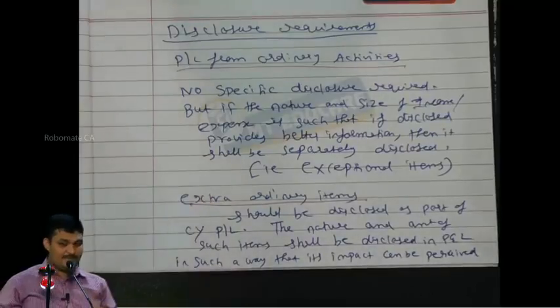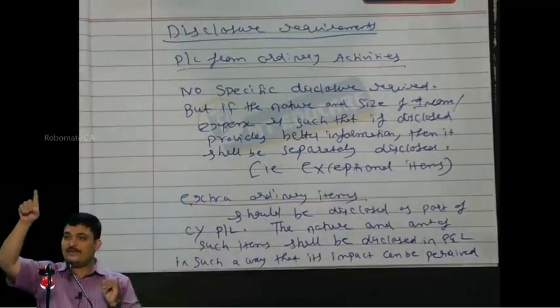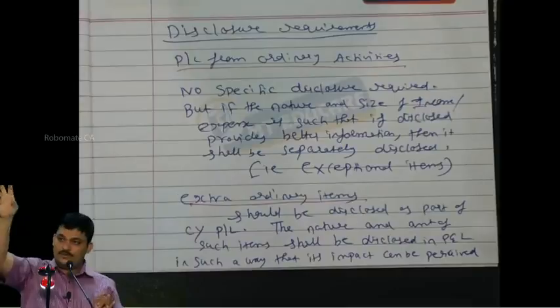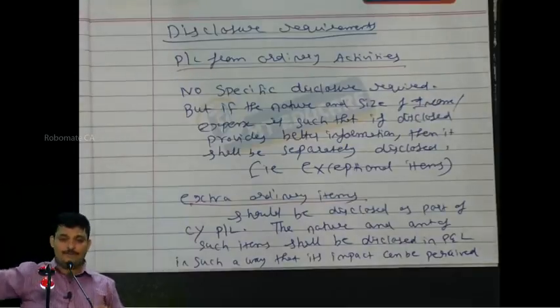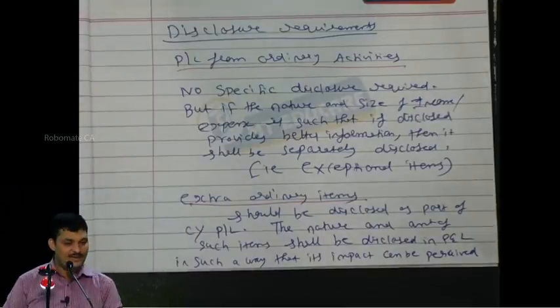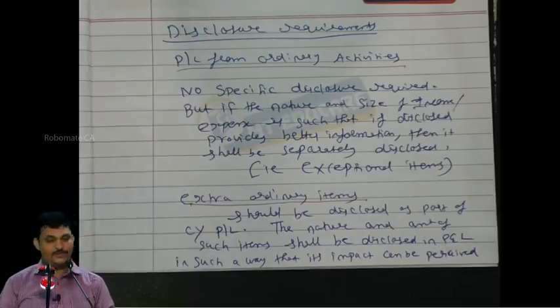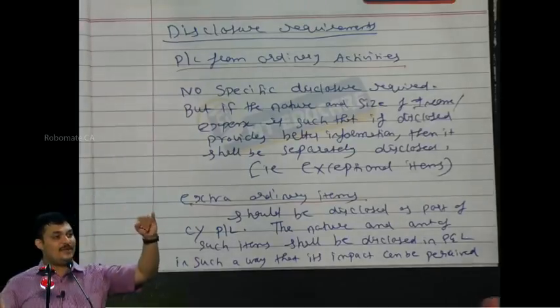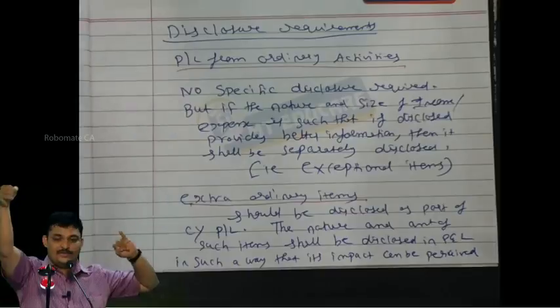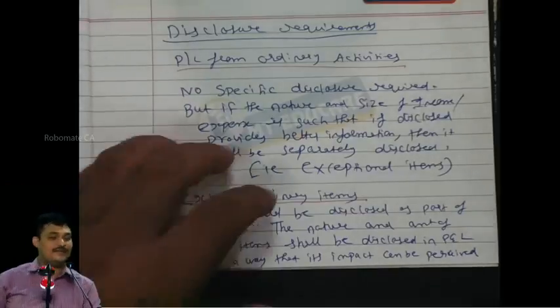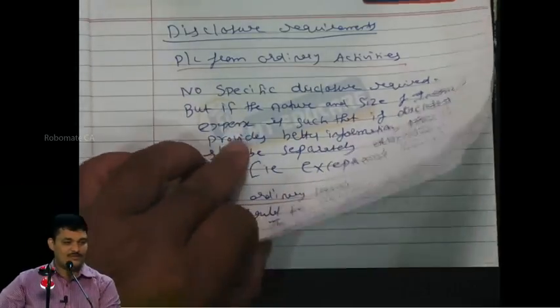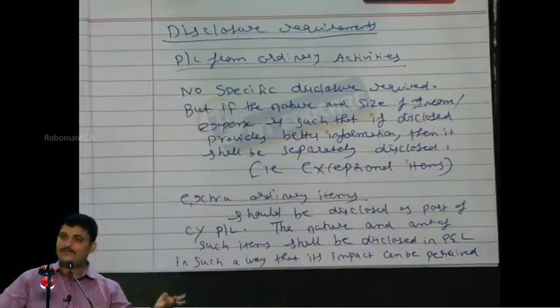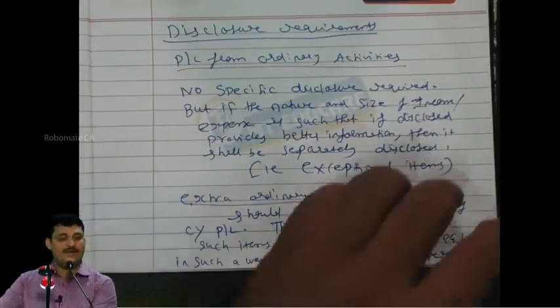Understood? Nature of such item. Is it arising because of error or omission? How much is the amount of impact? All these things you should be disclosing. Correct? When we say nature and amount, it means the nature in what sense? What type of error, what type of omission, and how much impact in the current year P&L, that is what you should be disclosing. Understood? Similarly, extraordinary item, loss by fire, theft, everything has to be disclosed.